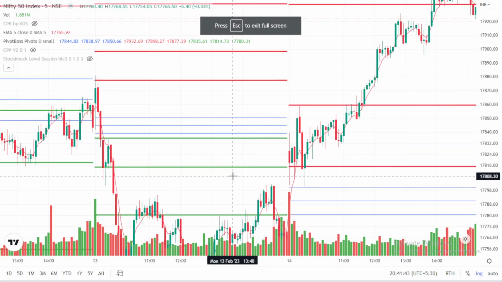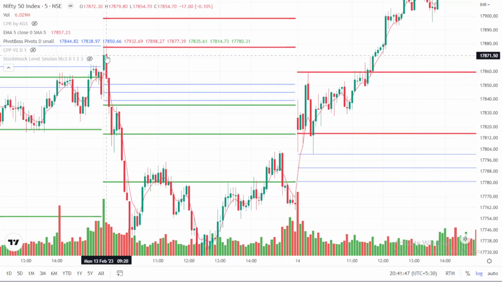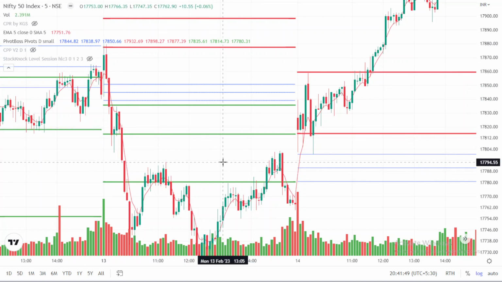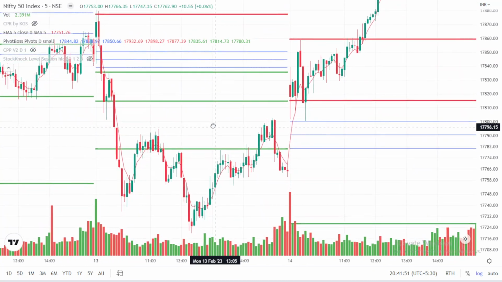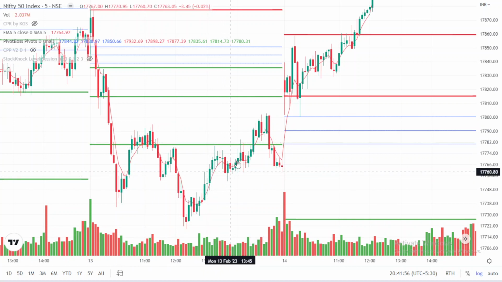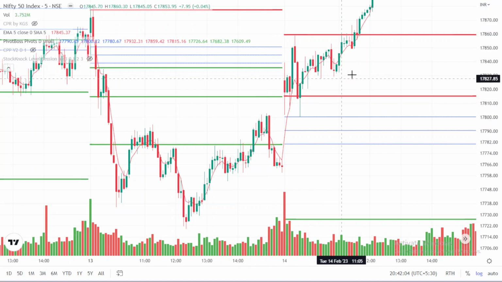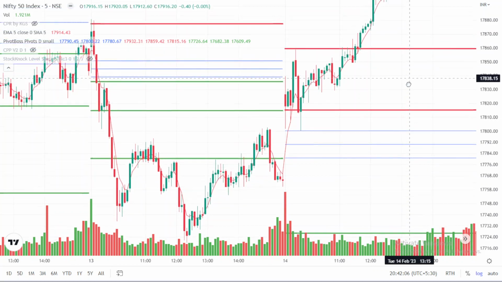If you find over here, the previous day the market had opened up and it had fallen continuously. But while closing, it made a higher low and closed. So the close was not so bearish as compared to the first half. Now we'll see the price action today.